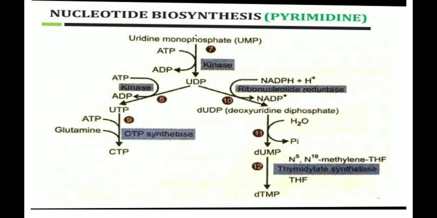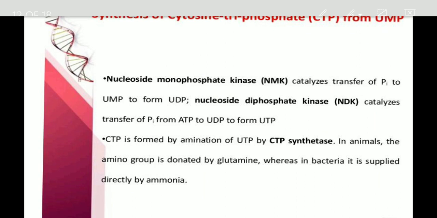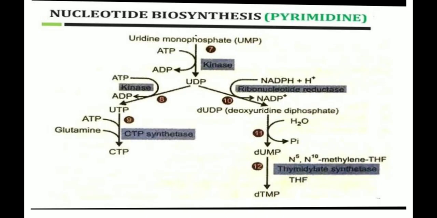Now here we have uridine monophosphate. How does it convert into CTP and dTMP, that is cytosine and thymine? There are different enzymes which act on it and then that conversion takes place. Now I will explain one by one. First, the synthesis of cytosine triphosphate from UMP. Here you can see there is a synthesis of CTP from UMP. Now I'll explain how it is carried out.